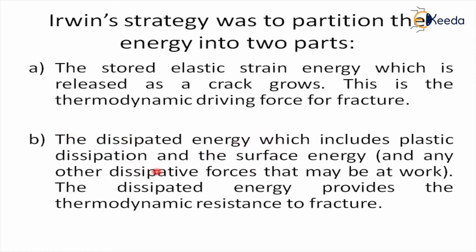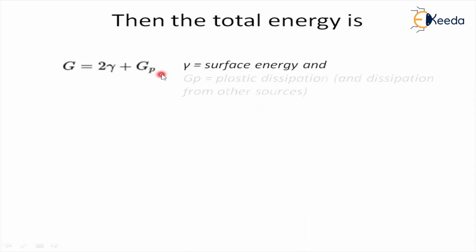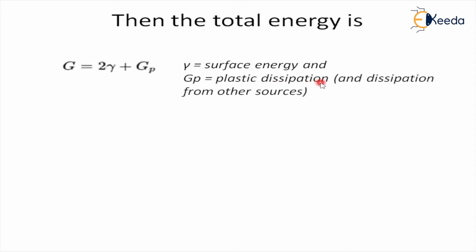The total energy given by Irwin's approach is G equals 2 gamma plus Gp. What do we mean by gamma and Gp? Gamma means surface energy, and Gp, where p stands for plastic, means plastic dissipation, that is dissipation from other sources also. This is per unit area of crack growth.